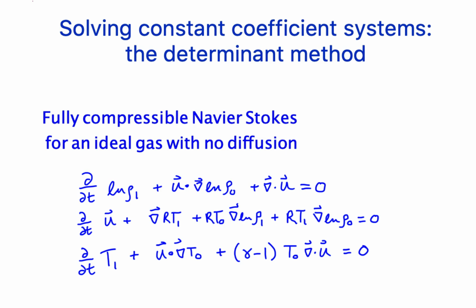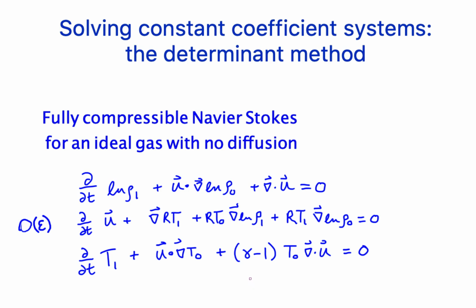In this video, we're going to review how to solve the linear perturbation equations for acoustic waves in the fully compressible Navier-Stokes equations using the determinant method for a constant coefficient system. The fully compressible Navier-Stokes equations for an ideal gas with no diffusion appear at the bottom of the screen. These are the order epsilon fluctuating equations where the epsilon squared nonlinear terms have already been removed.